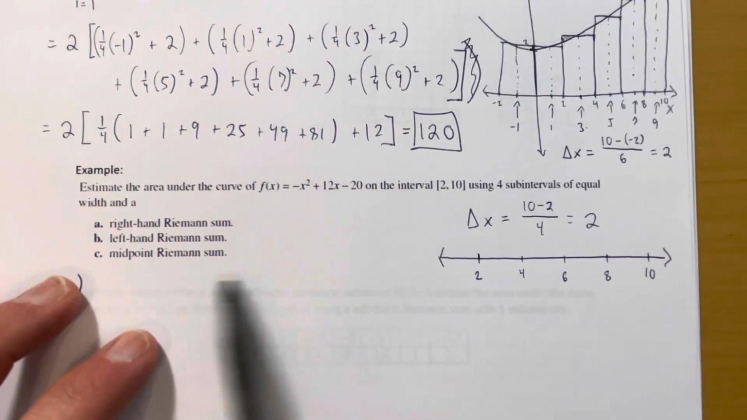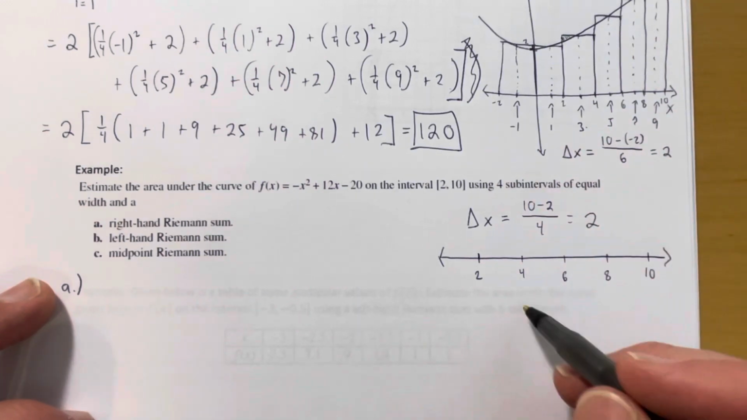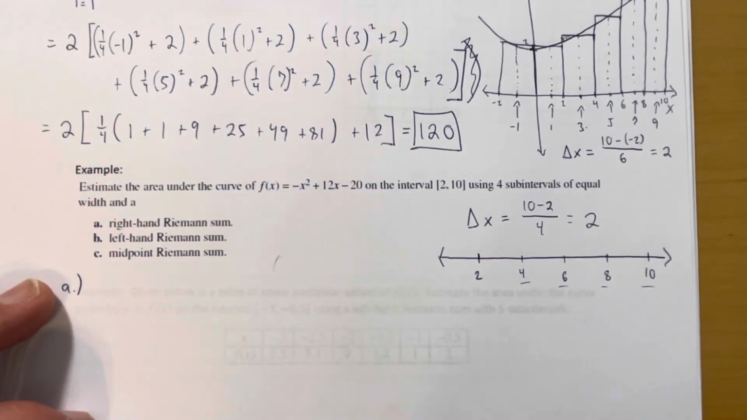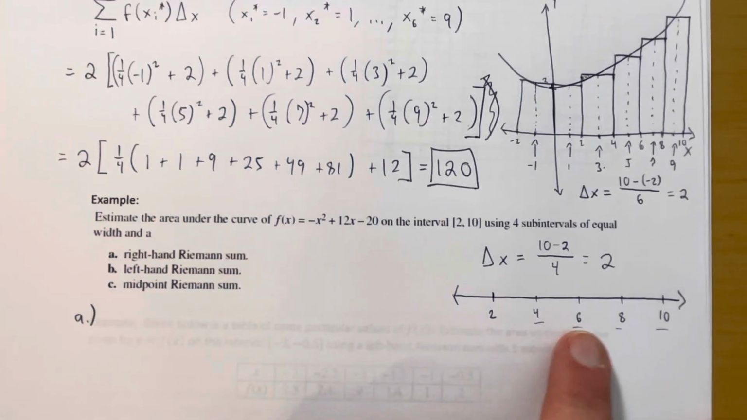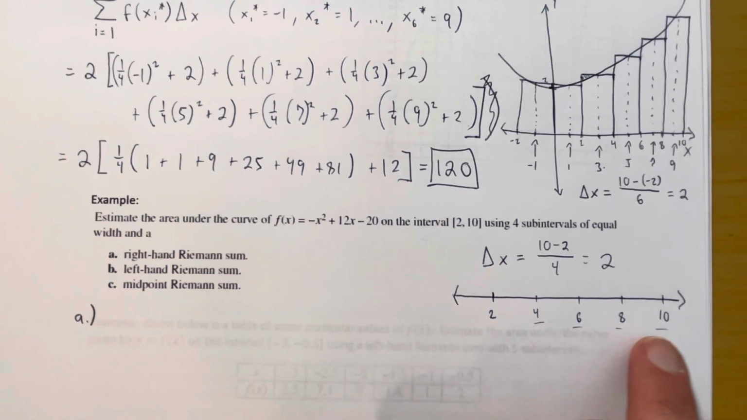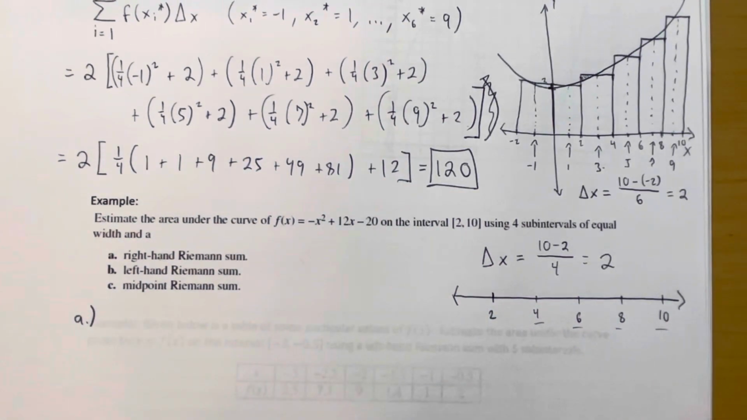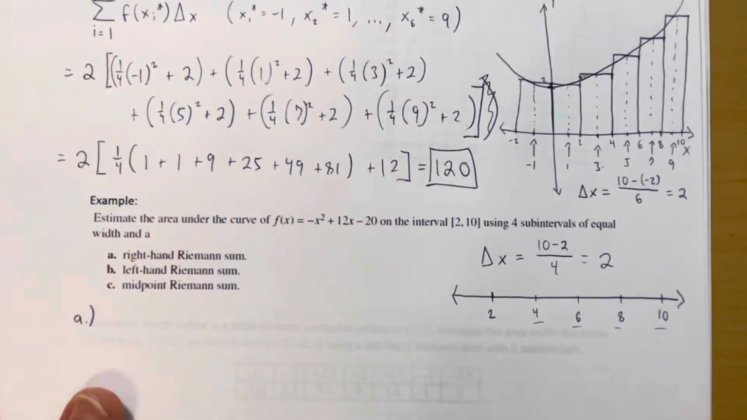But knowing that I'm using a right-hand Riemann sum, I know that I'm only using these right endpoints when I plug them into my function. So what that means is that I'm going to plug 4, 6, 8, and 10 into this function here. And then I'm going to compute that using the Riemann sum.